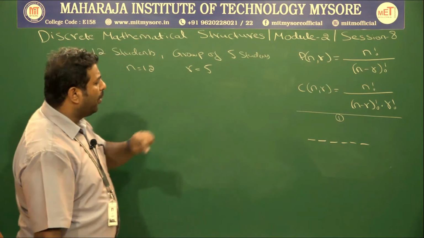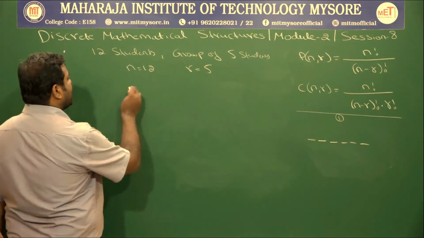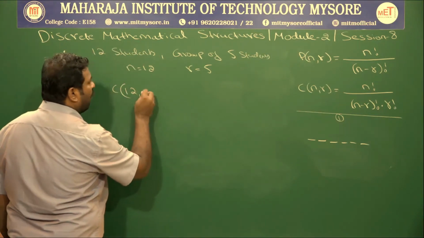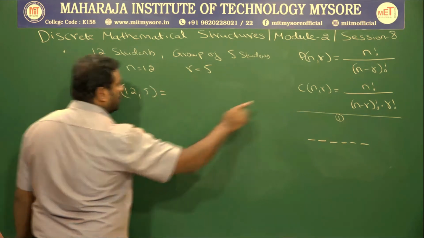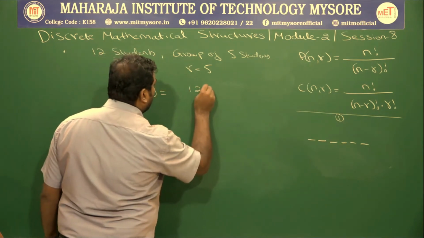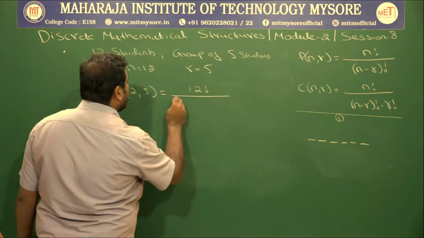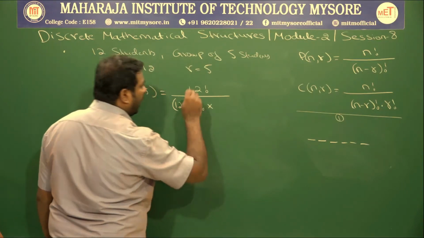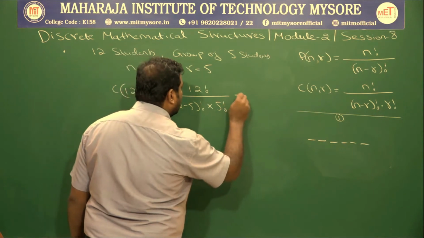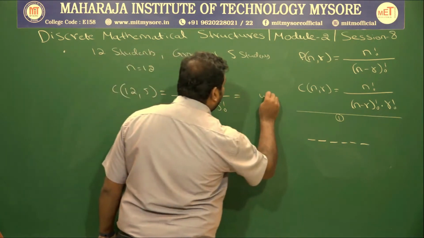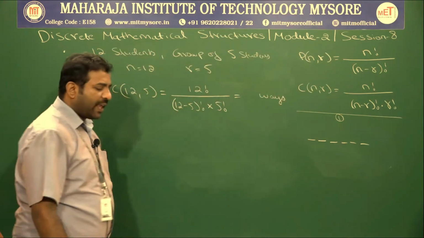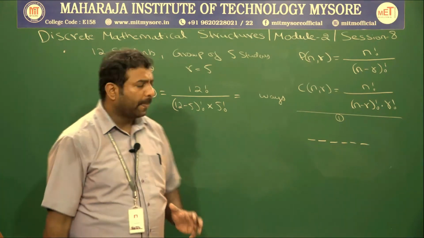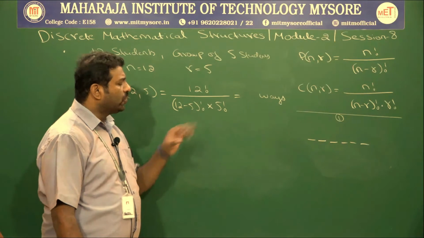Now if I am going to talk about combination, in that case I am going to have C, where the value of n is 12 and the value of r is 5. Substitute this: n factorial, that is 12 factorial, divided by (n minus r) factorial, that is (12 minus 5) factorial, multiplied with 5 factorial. So this is going to be the number of ways in which I can choose 5 students out of 12 students to form a group of 5. So this is how I am going to use combination to solve such a problem.